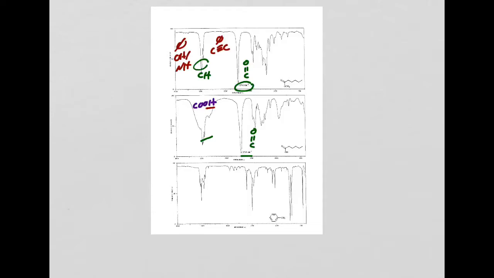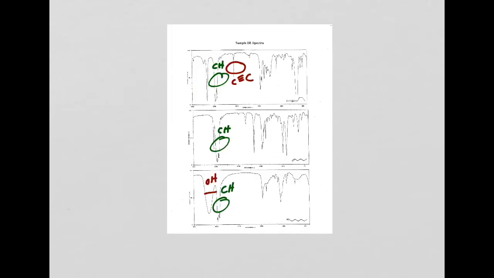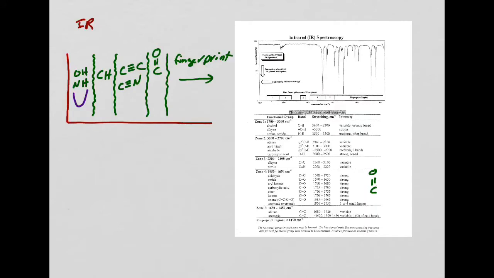Again, there is a lot more information you can get out of IR, and this list is going to help you out. Have this in front of you. It tells you all the little things to look for. But when I do IR, the first thing I ask is, do I have OH and NH or not? That helps. CH, everything has CH. Triple bond, do I have a triple bond? And then carbonyl, do I have a carbonyl?